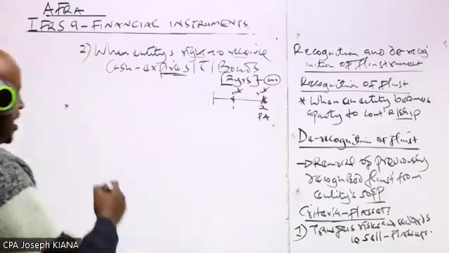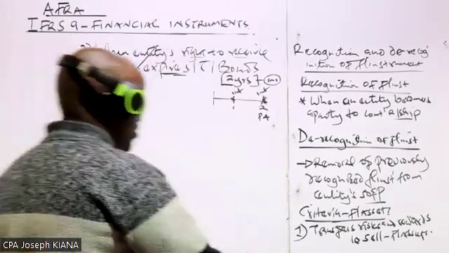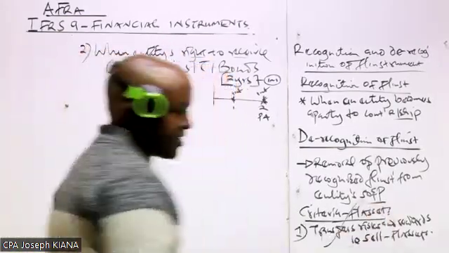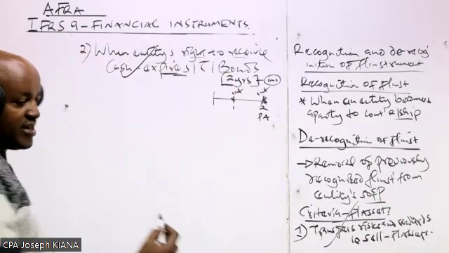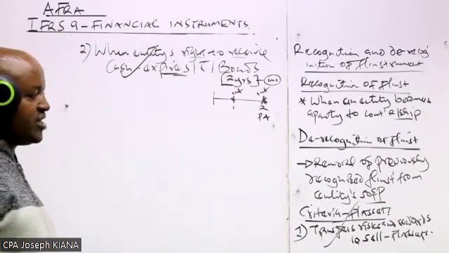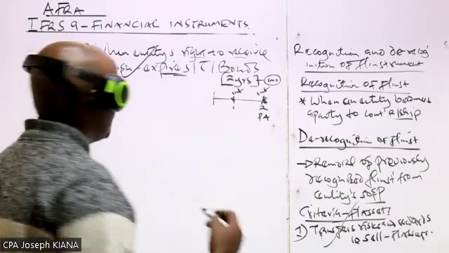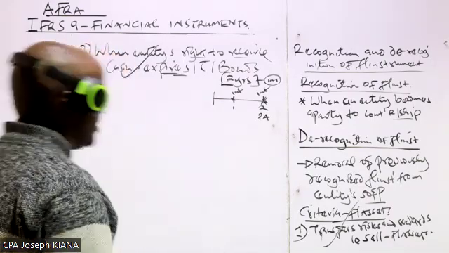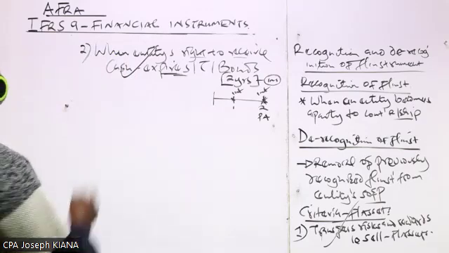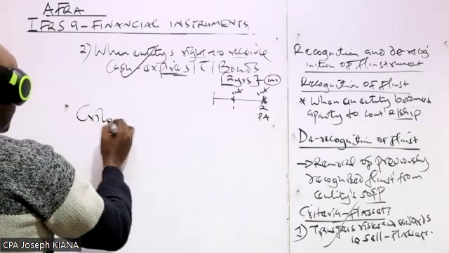So therefore, these are the two criteria for derecognizing a financial asset: when the entity transfers the risks and rewards associated with the financial asset, and when the entity's right to receive cash has expired.